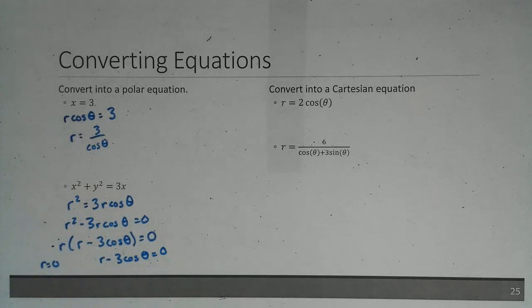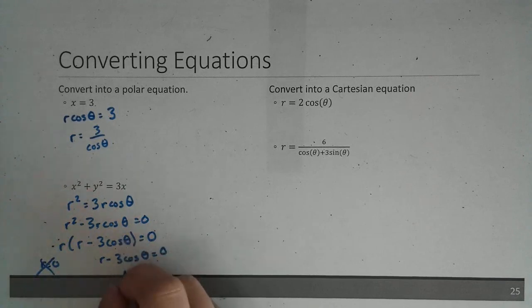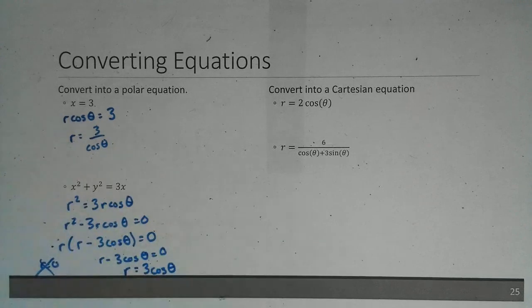I want you to think back to when we were plotting these polar coordinates. r equals 0 means we have not moved at all from the origin. So we are sitting at the origin. That's just 1 point. That's not a graph. So we're just going to toss that one out. Solving this one for r, we get r is equal to 3 times the cosine of theta. That's what we're looking for.